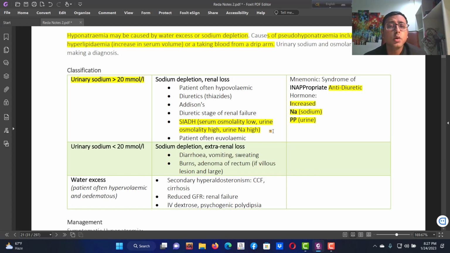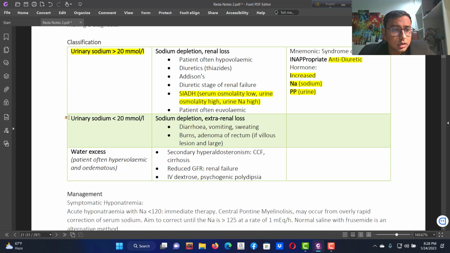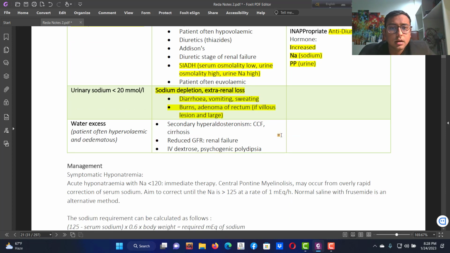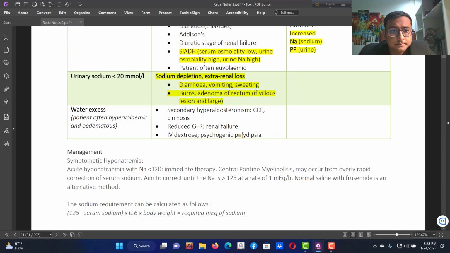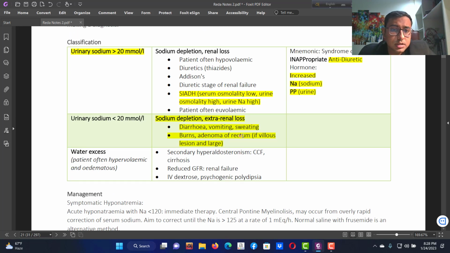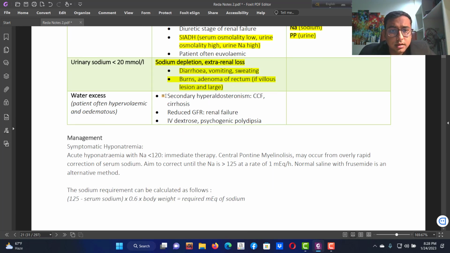Okay, if you give more ADH it will invite more chances of SIAD, or syndrome of inappropriate ADH secretion, where serum osmolarity is low, urine osmolarity is high. Now the urine sodium less than 20: sodium depletion, extra loss, diarrhea, vomiting, sweating, burns, villous adenoma. I already told you that if there is a loss of fluid by the villous adenoma, okay, more potassium is lost. And water excess: that is secondary hyperaldosteronism, GFR, IV dextrose, and psychogenic polydipsia.